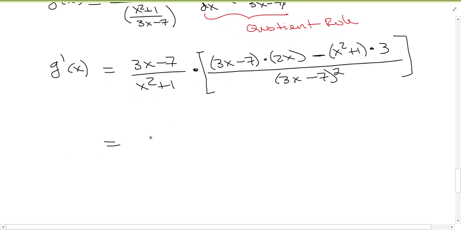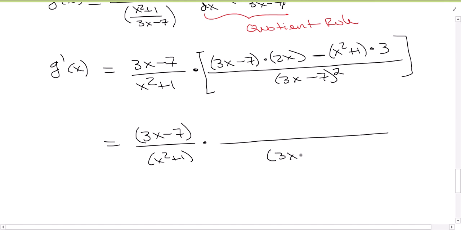So let's simplify the inside. I'm going to have (3x minus 7) over here over (x squared plus 1) times, and then let's try to simplify the inside. The reason I'm putting this in parentheses is I can already see that maybe I can reduce that 3x minus 7 with one of those 3x minus 7s. Right, I'm going to be able to say this divided by this cancels one of them out, and I'm going to have a 1 over here. But let's work on the inside here.